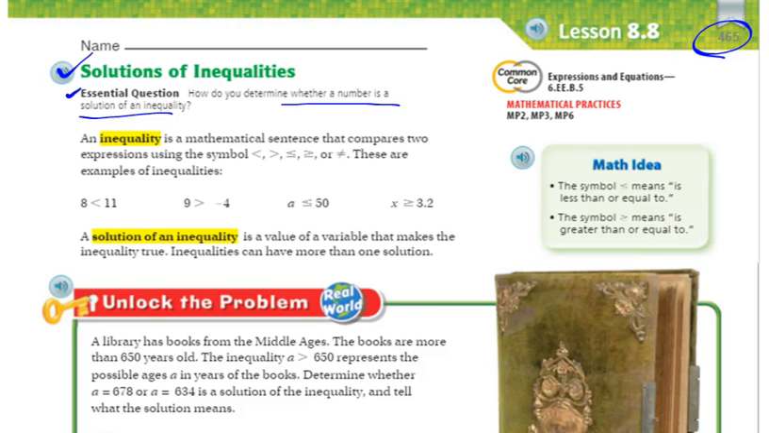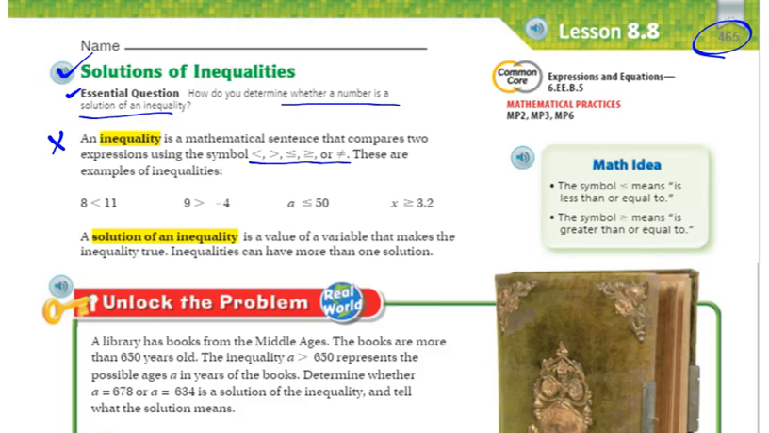So let's get into the vocabulary here. What is an inequality? An inequality is a mathematical sentence that compares two expressions using the symbols less than, greater than, less than or equal to, greater than or equal to, or not equal. These are examples of inequalities. So these are the new symbols.